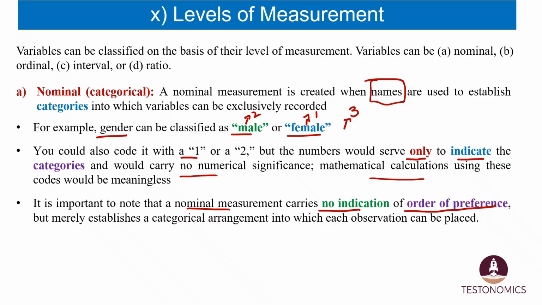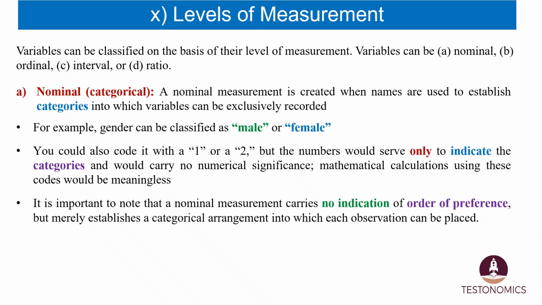That's why this is the first step, in which we are trying to categorize data on the basis of only the categories that we have established. These carry no mathematical significance, no mathematical calculations can be used, and also we do not indicate any preference through these. There is no order of preference. What is the meaning of order of preference? Sometimes, although the data is collected in categories, they do indicate order of preference.